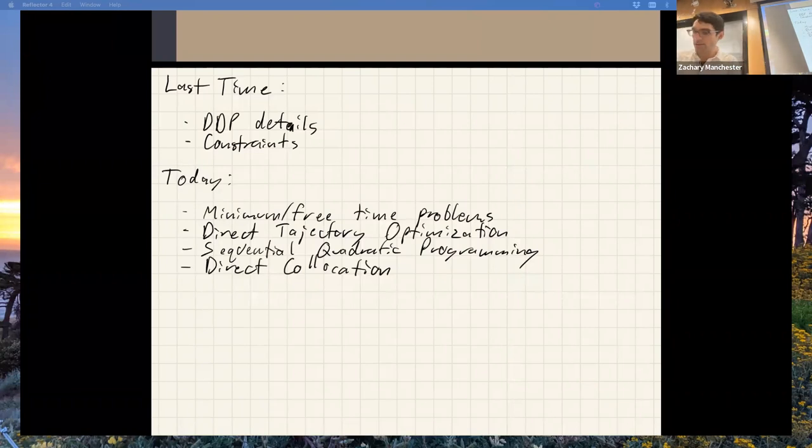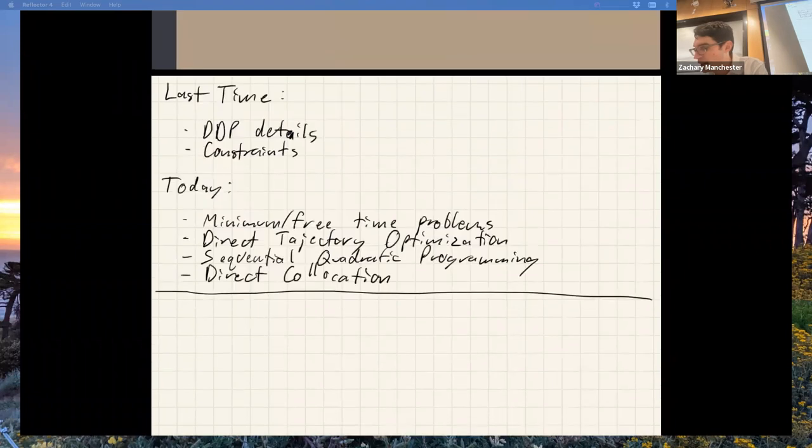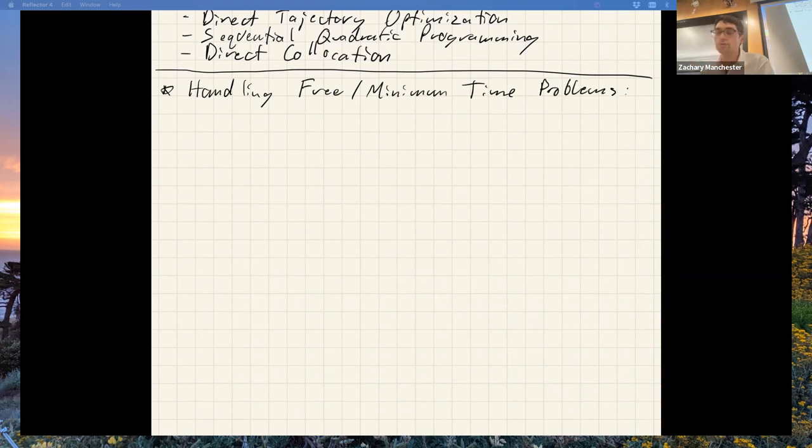So the first thing, in the spirit of last time's discussion and just finishing that story up, we're going to talk about free time or minimum time situations, which come up quite a bit. So far we've talked about situations where we're using a Runge-Kutta method or whatever to simulate the dynamics to roll things out, and we're using a fixed time step in those, right? Well, what if I want to get from here to there, but I don't really care how long it takes, or I don't even really know what a reasonable amount of time is?